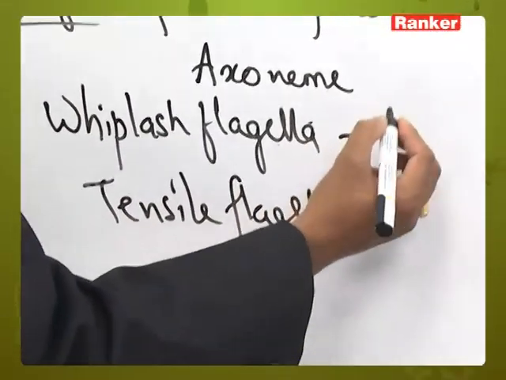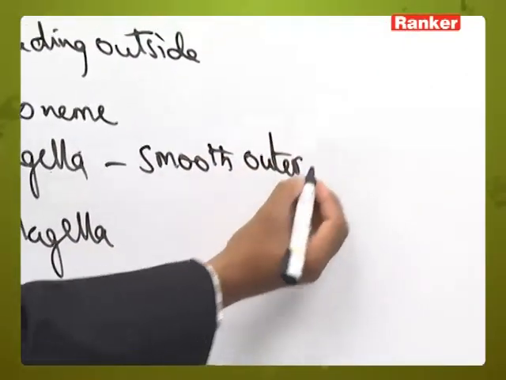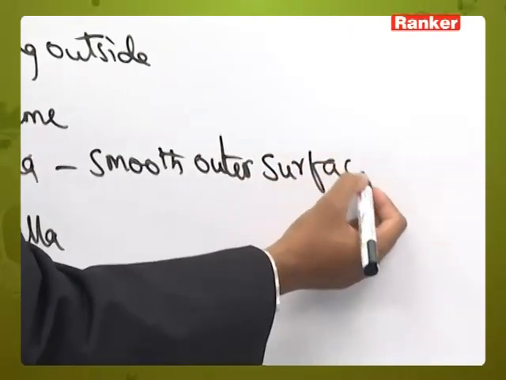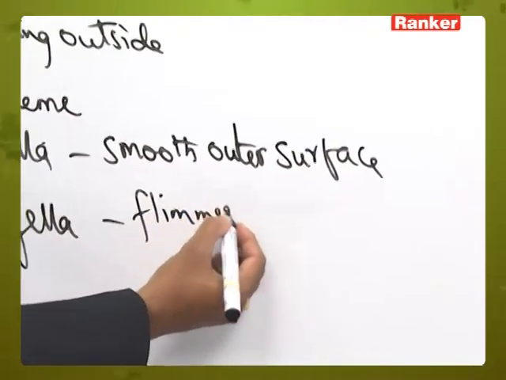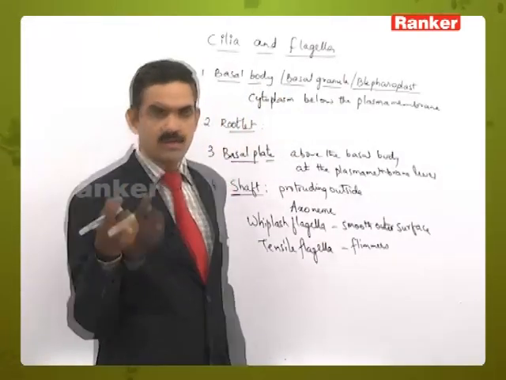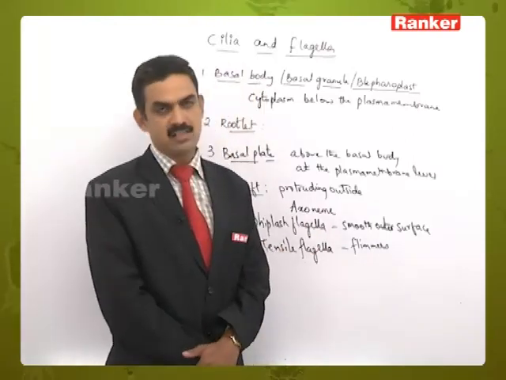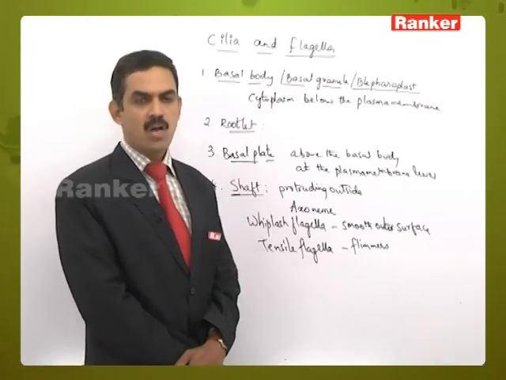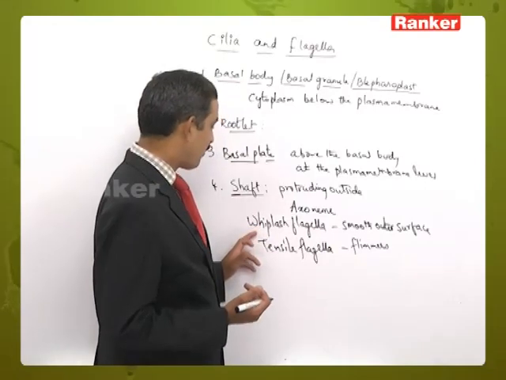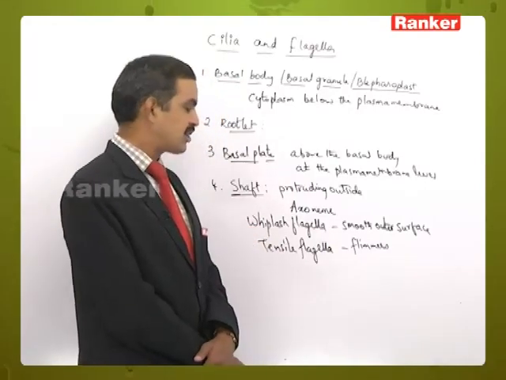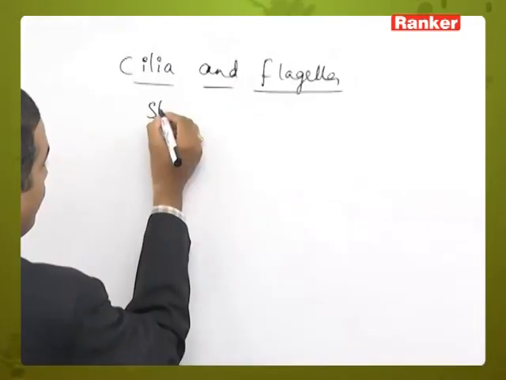Whiplash flagella are smooth on the surface, a smooth outer surface without any outer appendages, while tensile flagella contain flimmers, some sort of small hair-like structures, which assist the flagella in the movement of the organism by pushing the water. This type of variation can be seen in the shaft region of the whiplash flagella and the tensile flagella.